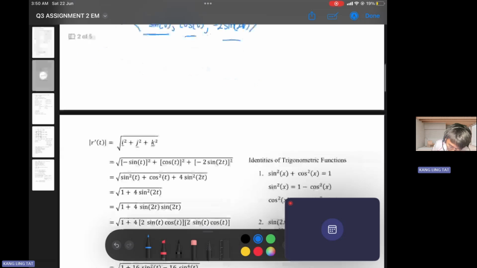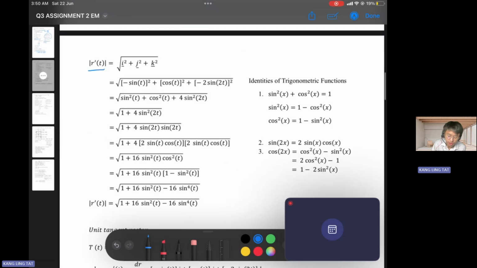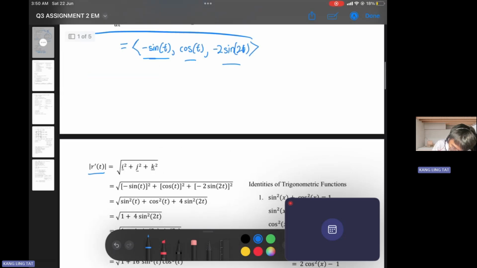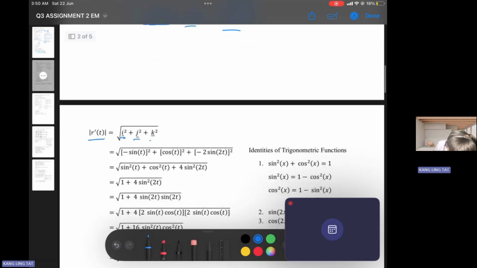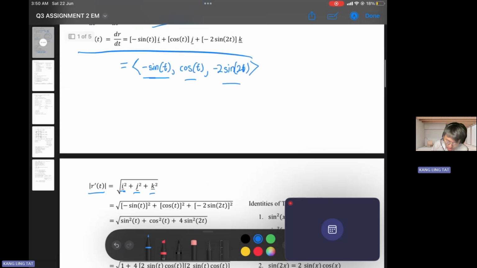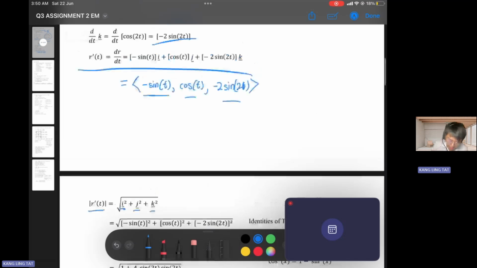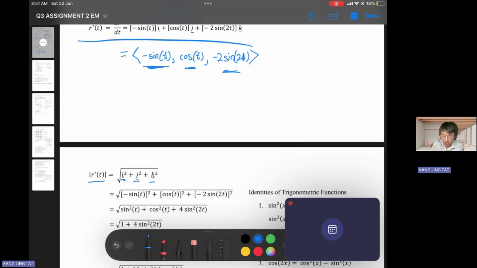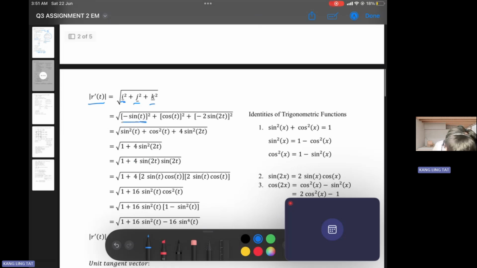And with that, you can find the magnitude of the derivative of the vector function by entering these coefficients for i, j, and k right here for each one of them. In order to find the magnitude, each of these coefficients needs to be squared, and the sum of it will be under a square root. So the square root of the sum of each coefficient squared. All right. So with that in mind, here is the substitution.